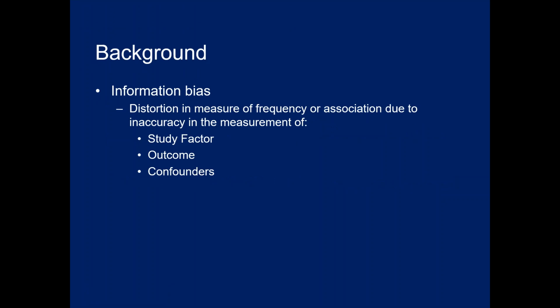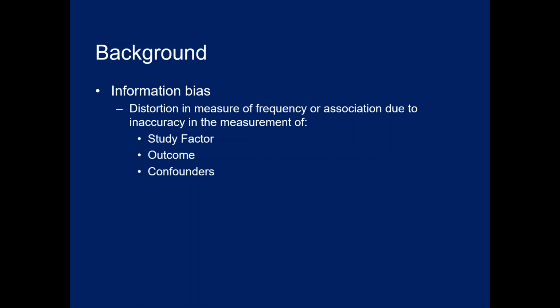All right, so let's start with what information bias is, and the first thing I'll note is that you may see it written with other terms. Terms you may see are measurement error, misclassification, observation bias. There are some subtle differences in the terminology, but really the important take home is that when we look at an observational study, we can have a distortion in our measure of frequency, so in our prevalence or our incidence, or in our measure of association, so the odds ratio or the relative risk.